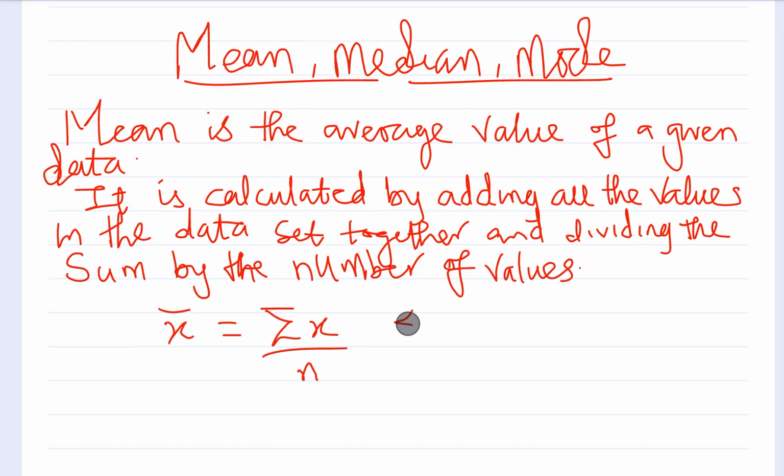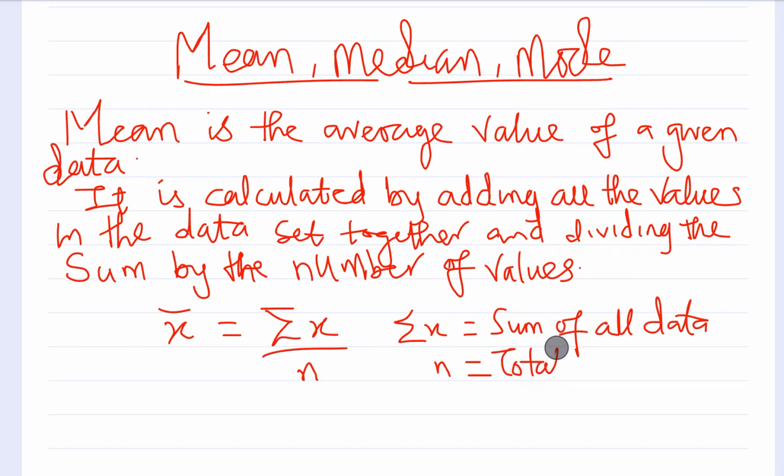So this summation x means the sum of all data. And your n is the total number of values. Alright, so that is what it means. Let's see an example on that before we move on.